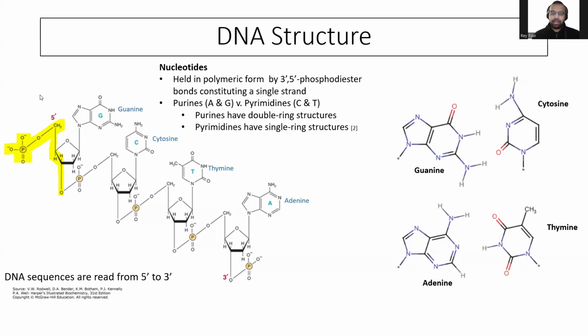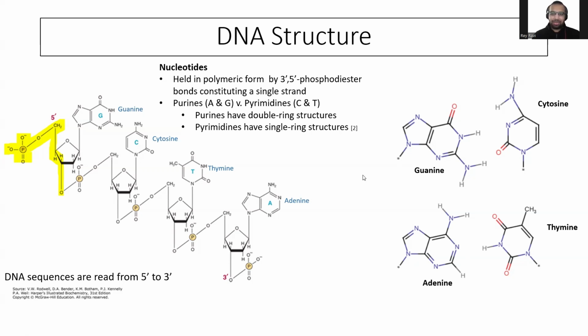So in diving into DNA, let's first talk about its structure. DNA consists of monomers called nucleotides, which consist of a nitrogenous base, a deoxyribose sugar group, and a phosphate group. They are held together by a phosphodiester bond at the 5' and 3' carbons of the nucleotide, as seen highlighted in yellow. There are 4 major nucleotides in DNA: guanine, cytosine, adenine, and thymine.